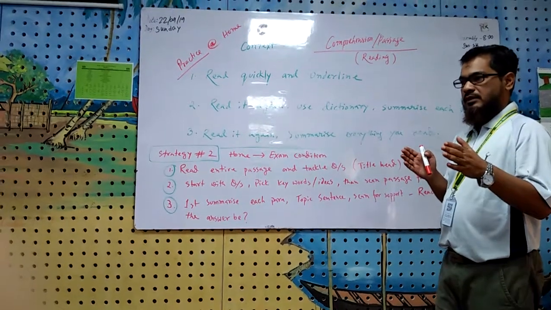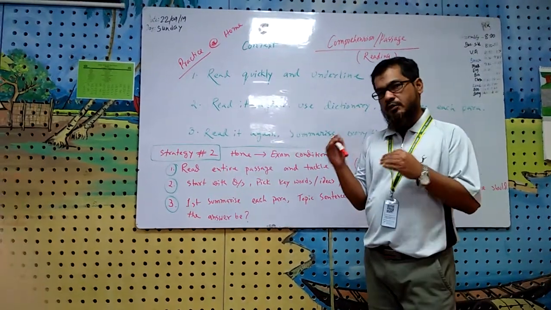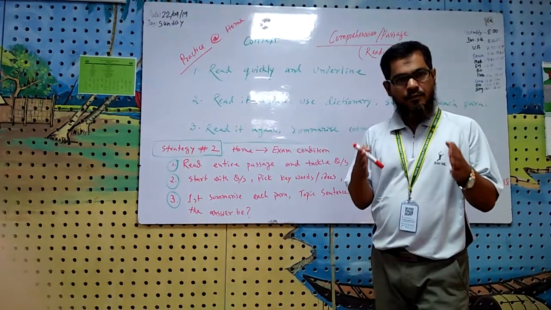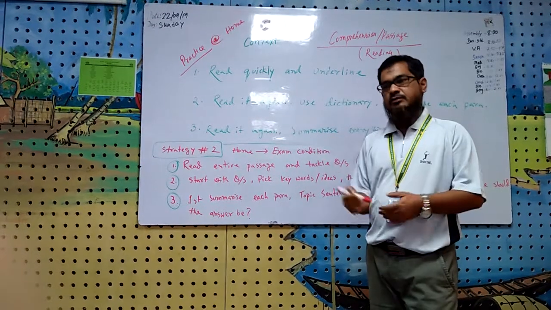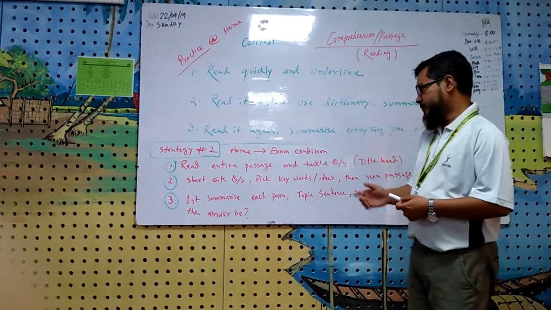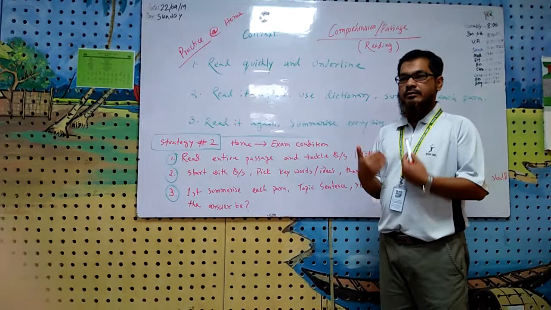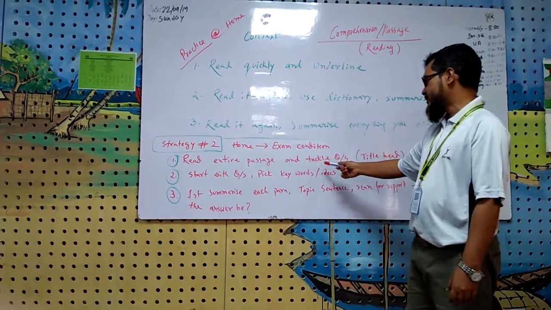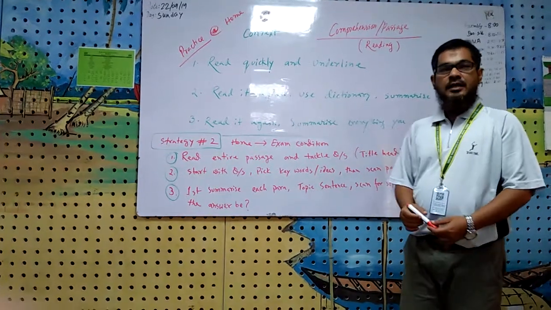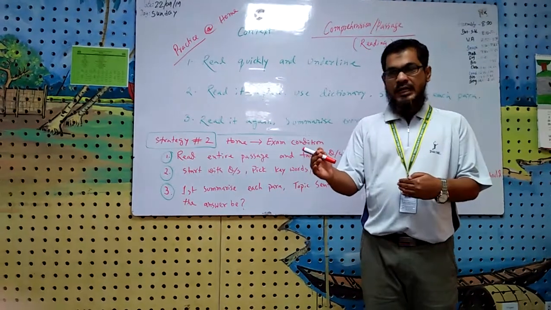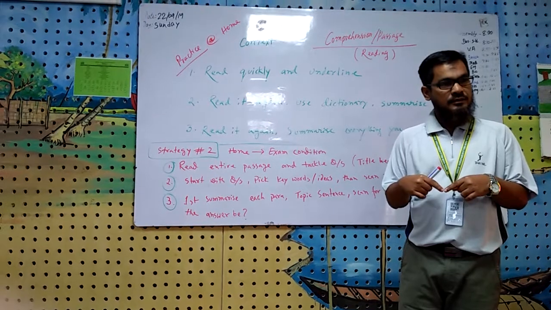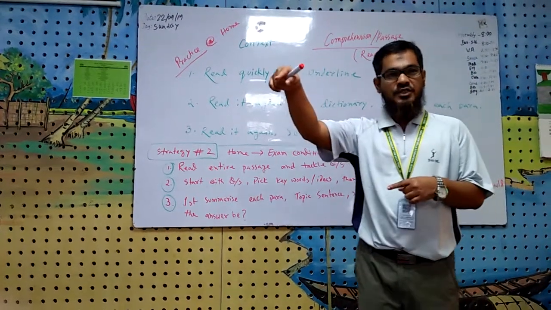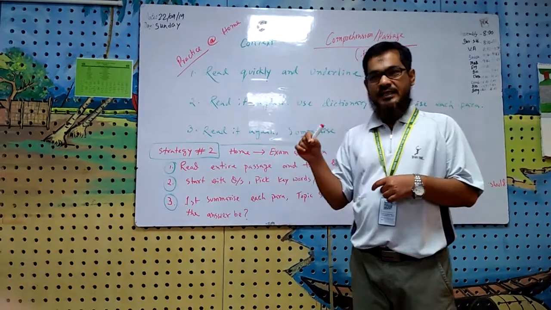There are three ways people approach answering a comprehension or passage. Number one is what I used to do when I was very young. I used to read the entire passage and then tackle the questions. That means I read the comprehension first, then look at the questions, and then go back into the comprehension, trying to find the answers.